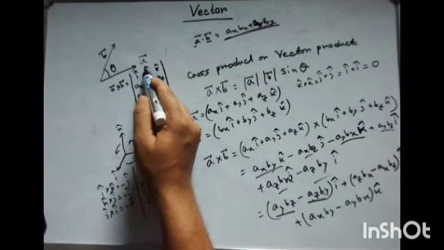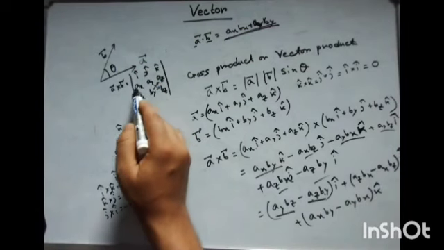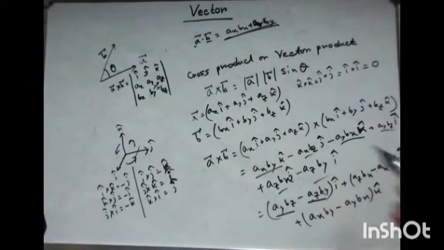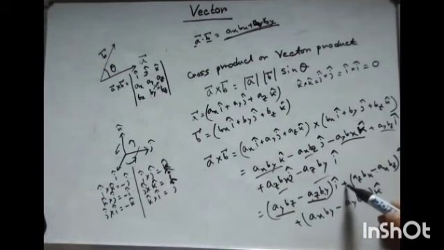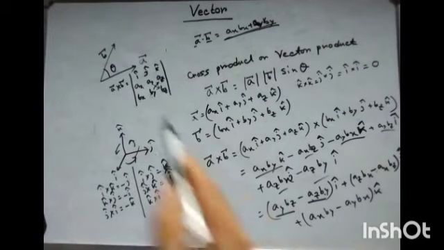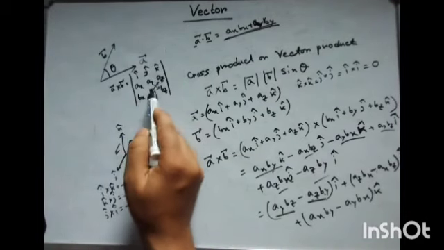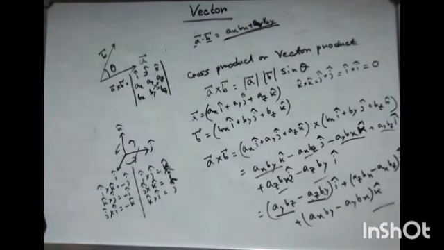Then minus j cap, you have to take minus j cap (ax bz minus bx az), so if you take minus outside, then here one minus will come, so minus (ax bz minus bx az) j cap, which gives az bx minus ax bz, and plus k cap into (ax by minus bx ay). So this is how we found scalar product and cross product. Thank you.